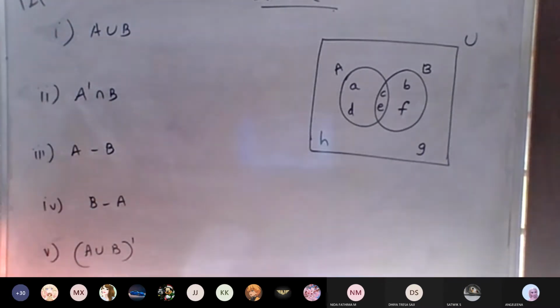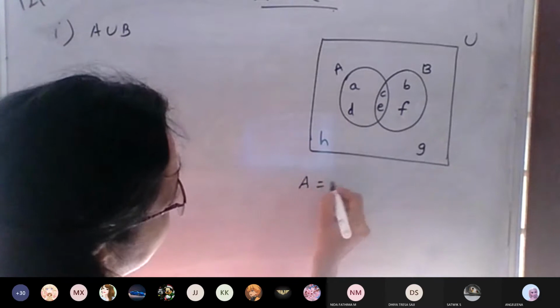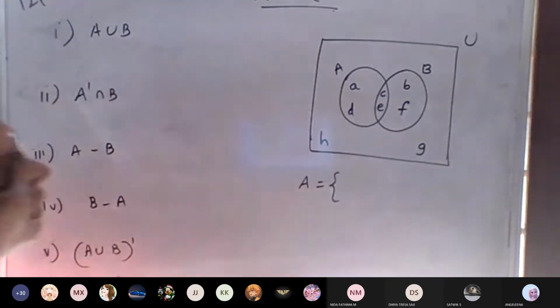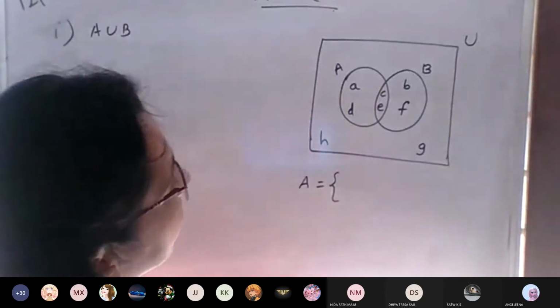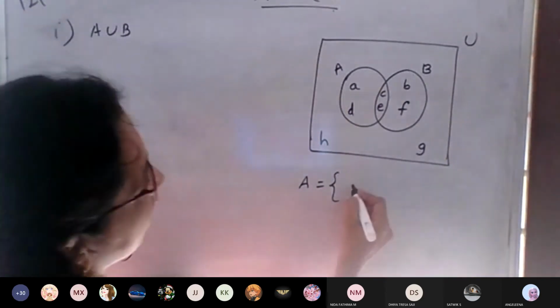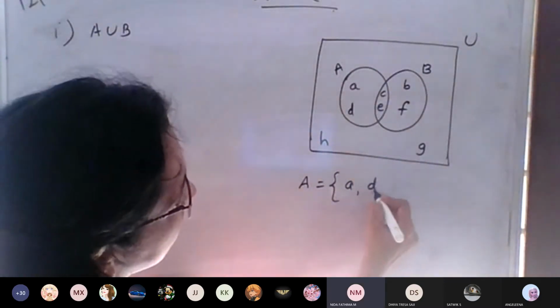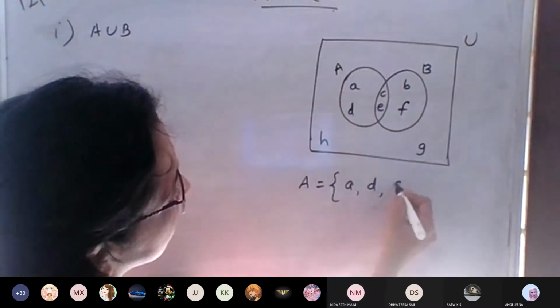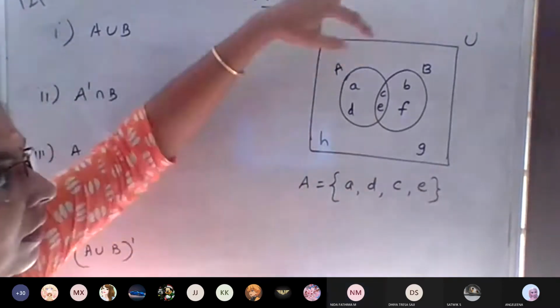Okay, A union B. So how can we find A union B? First we can find set A. Near this we can write A. What are the elements of set A? Look at the diagram. A, D, C, E.